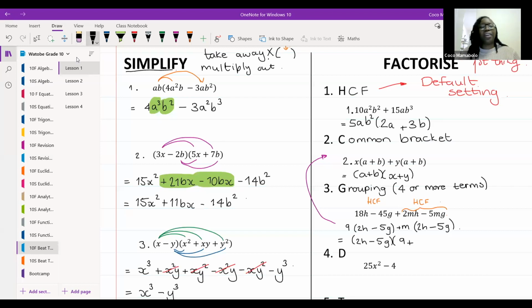All right, guys. If we divide by 2H minus 5G, we're going to have 9 plus M left over.